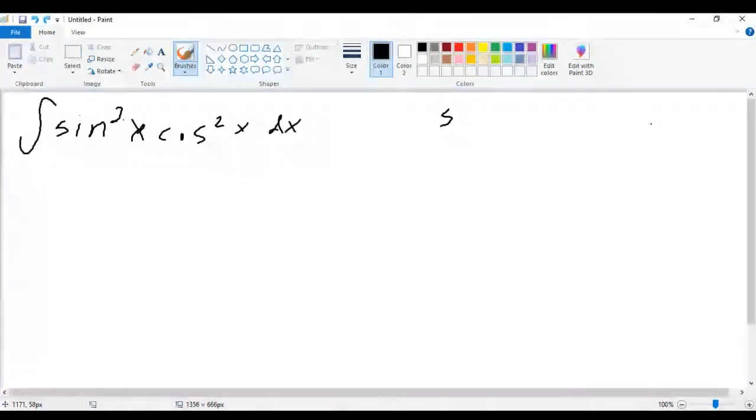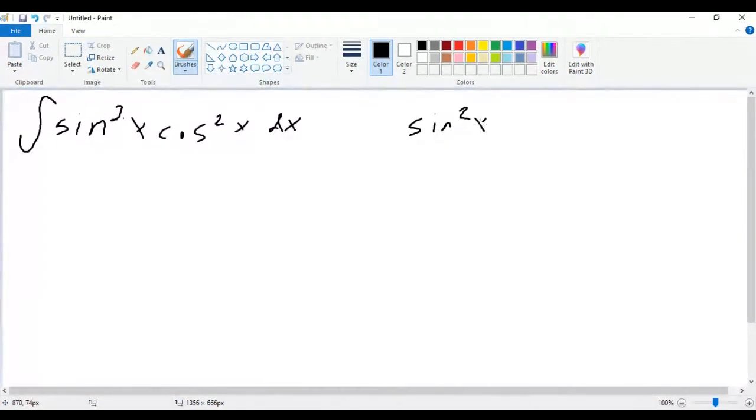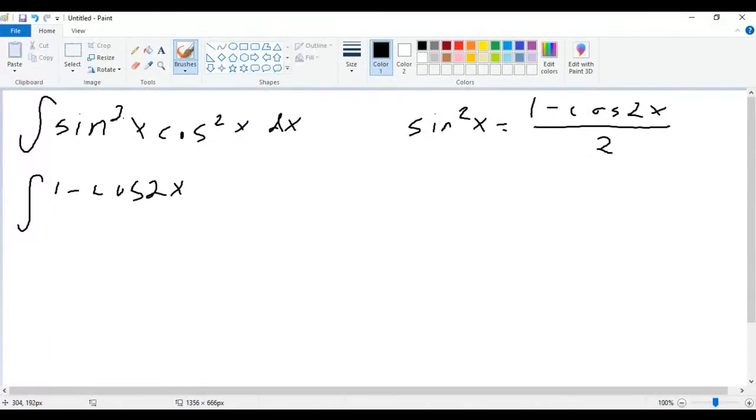That was that sine squared of x was equal to 1 minus cosine 2x over 2. So then if we substitute sine squared of x out, we're left with the integral of 1 minus cosine 2x divided by 2 times cosine squared.